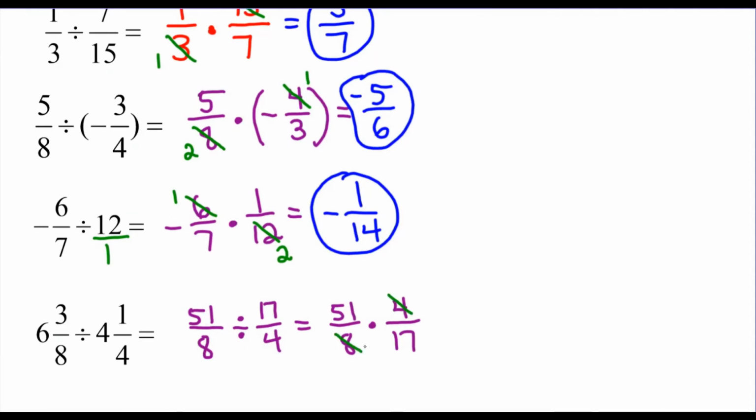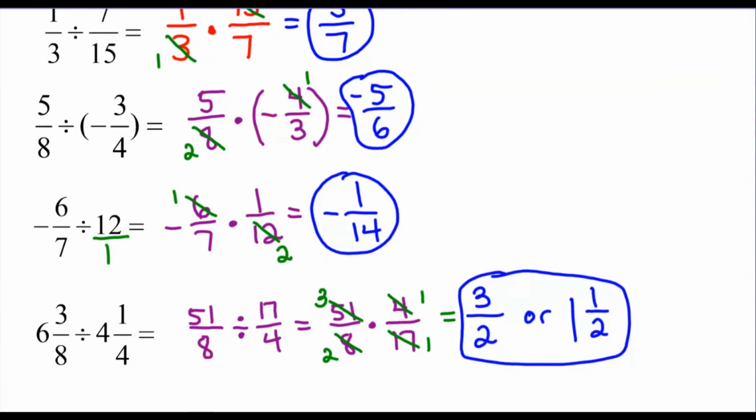And I do have common factors here to knock these numbers down a little bit. 4 and 8 have a common factor of 4. 4 divided by 4 is 1. 8 divided by 4 is 2. And then actually 17 and 51 have a common factor of 17. 17 divided by 17 is 1. 51 divided by 17 is 3. And that makes my multiplication quite easy to do. 3 times 1 is 3. And 2 times 1 is 2. So I have 3 halves, or I can write that back as a mixed number, 1 and 1/2.